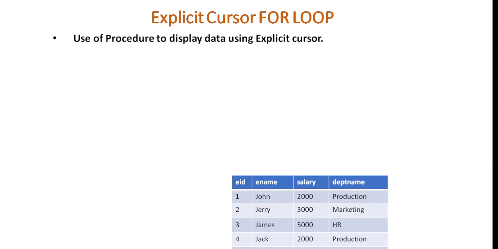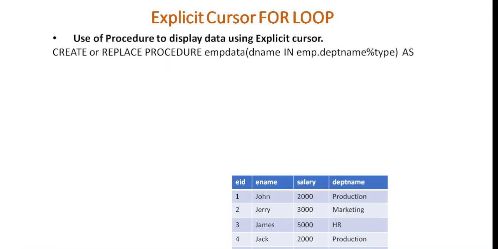So one EMP table is there. This EMP table consists of 4 attributes: employee ID, employee name, salary, and department. Okay, so these 4 attributes are there, and the data for 5 employees are stored. Now we'll see how to create a procedure.